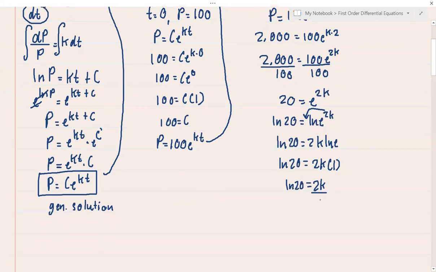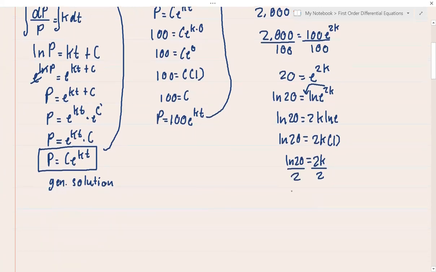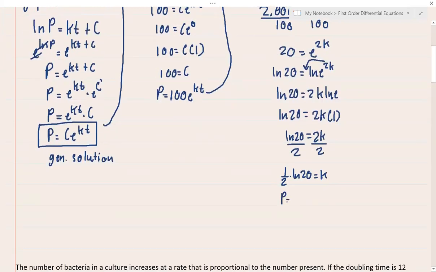So in here, we can find your K. So we will divide both sides by 2. And we will have K as ln of 20 all over 2 is equal to K. Or, para hindi kayo mahirapan, we can have 1/2 times ln of 20 is equal to K. Ayan. So that is now our K. So anong mangyayari kapag meron ka ng K? Therefore, your formula magiging P is equal to 100E raised to K, which is 1/2 times ln of 20 times T. Ayan. So ito, nagiging particular solution mo na siya kasi wala ng arbitrary constant. Ito na yung parang particular solution mo.